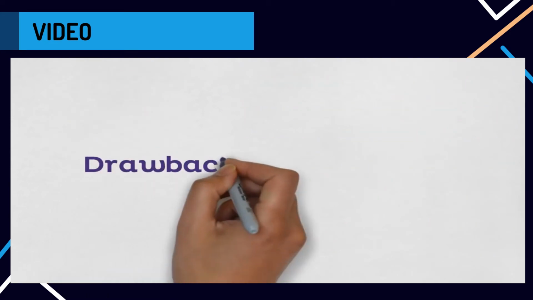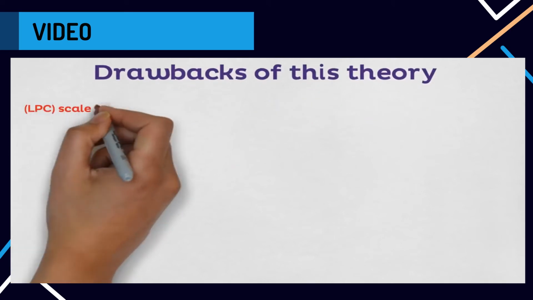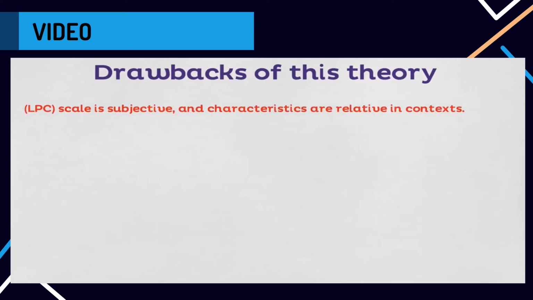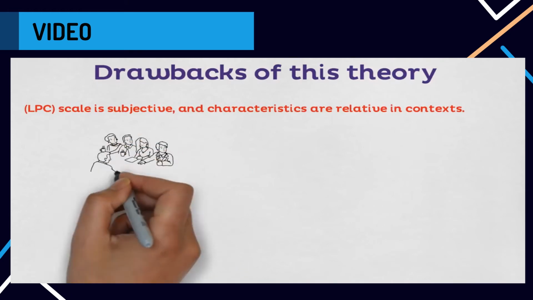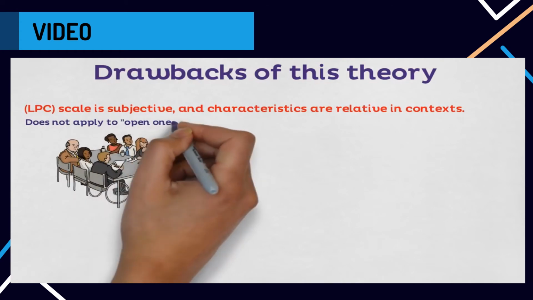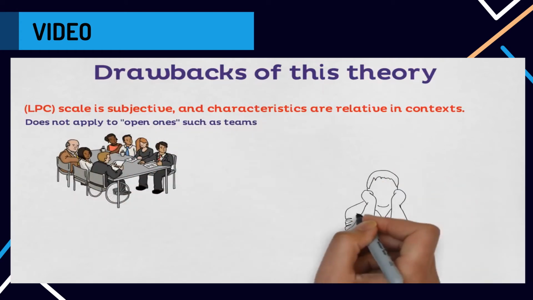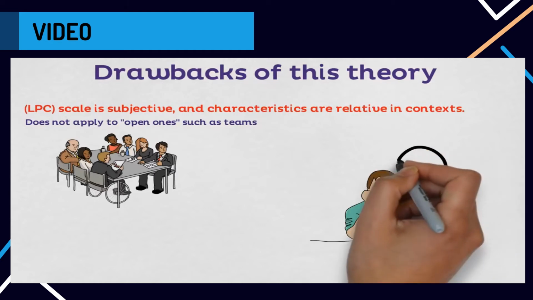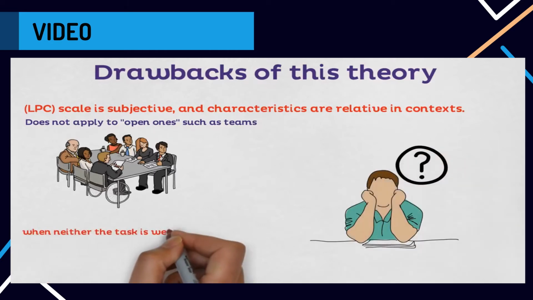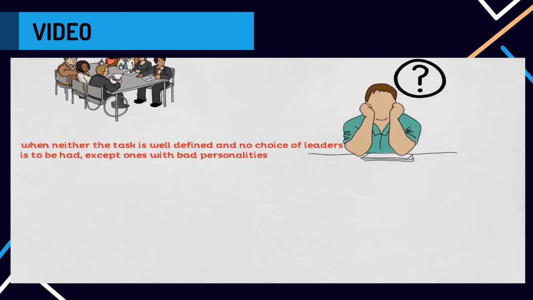Now let's look at the drawbacks of this theory. The LPC scale is subjective, and characteristics are relative in context. Even according to Fiedler, the LPC score is valid only for groups that are closely supervised and does not apply to open ones such as teams. It is questionable whether Fiedler's contingency theory is valid in all situations, such as when the task is not well defined and there is no choice of leader except ones with bad personalities.